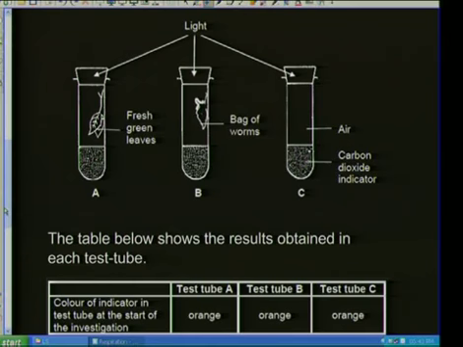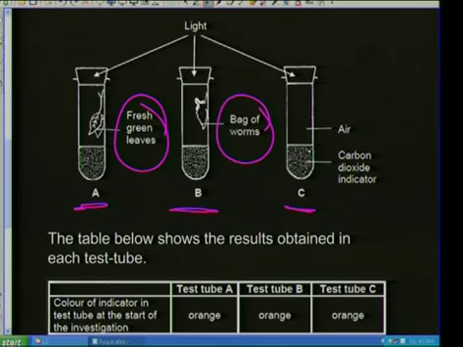Now they give you the diagram. There's the light. There's test tube A, test tube B, test tube C. Here they have fresh green leaves. Here they have a bag of worms. Here they have some air, and they have a carbon dioxide indicator. All of this, obviously, because they're looking the same, all these will be the carbon dioxide indicator. All of them got it. And obviously, all of that will be air. But you'll notice that there's nothing else in this particular test tube.